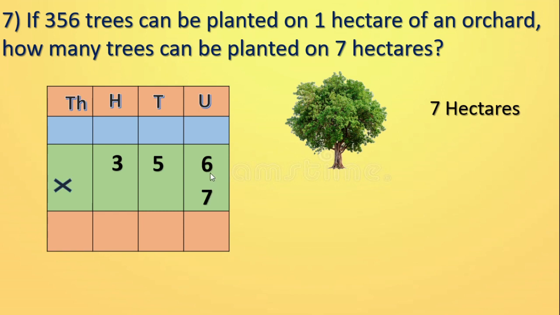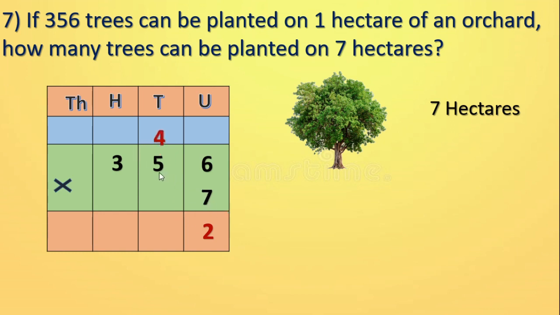6 sevens are, yes, how much? 42. Correct? You should know the tables properly. While doing the multiplication, we must know the tables. Okay, 6 sevens are 42. Now 2 will remain here. 4 is carried over to tens column.